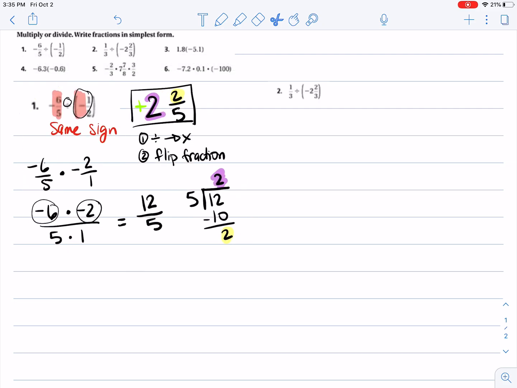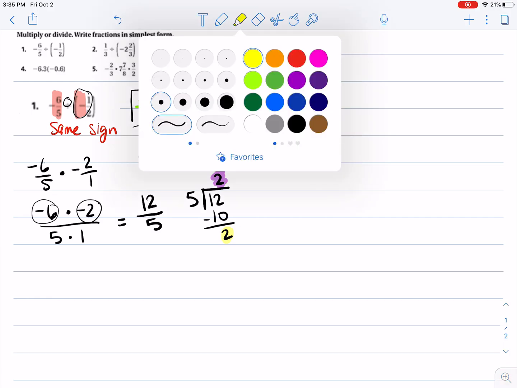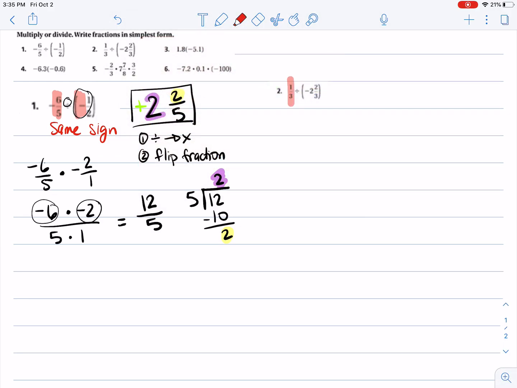Okay, so number 2, we are dividing again, and I see this is a negative number right here, and this is a positive number. And when these are different signs, that tells me that I'm going to get a negative answer. So I'm going to put that negative sign in my answer box, and it's just going to wait there for me until I'm ready for it.